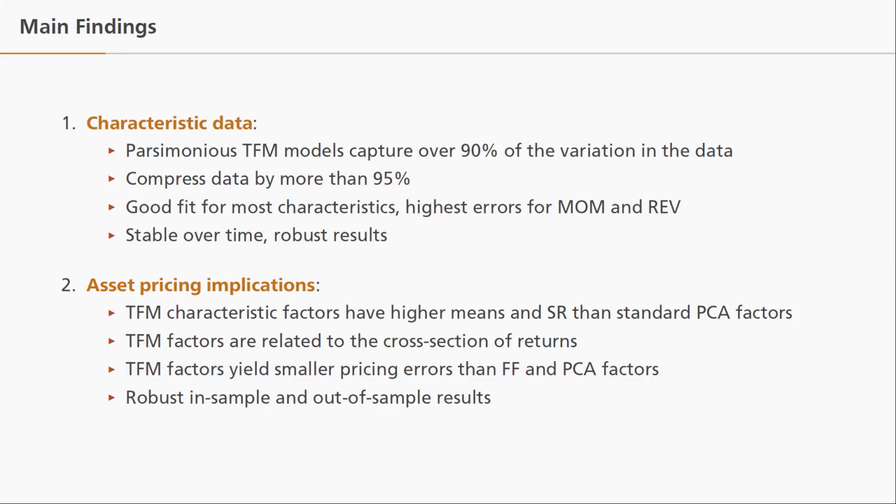So these models really are very efficient ways to compress the data while still capturing most of the variation. The paper goes into a lot more detail about the fit, and I don't have time to do this. One of the most interesting aspects is that it's a good fit for most characteristics, but the two characteristics that are hardest to fit are momentum and reversal, which maybe is not surprising. If I have time, I will go into a little more detail. These models are stable over time, and I get very robust results. So that's the first part.